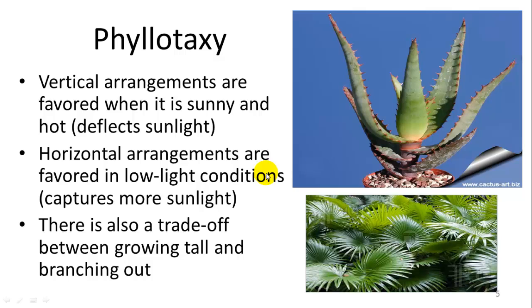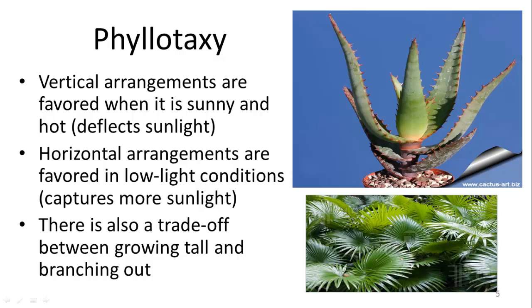In low light conditions, however, a horizontal arrangement like these leaves is ideal. These are probably in the canopy of a rainforest where there are trees overhead, and so not a lot of sunlight gets in and gets to the ground floor, and so they are going to maximize their horizontal arrangement of leaves to capture that sunlight.